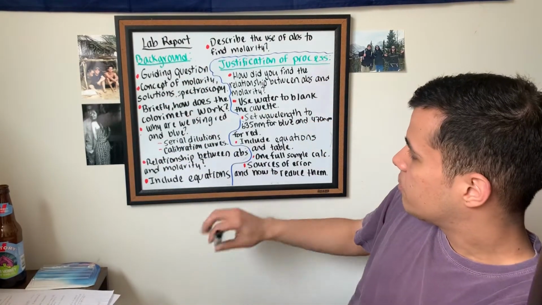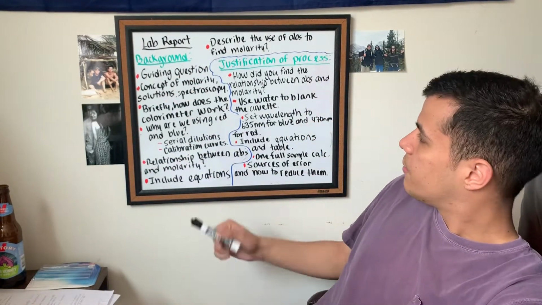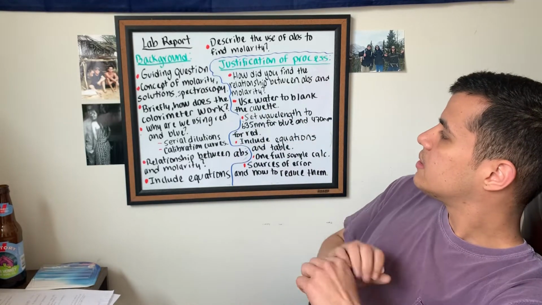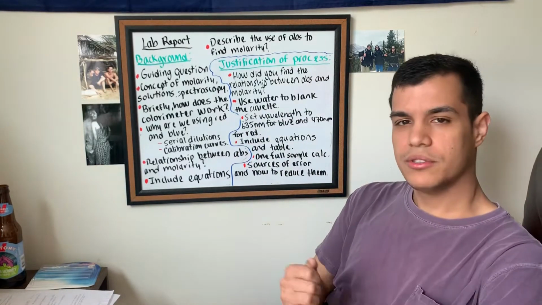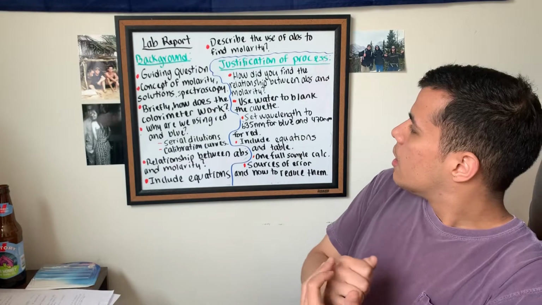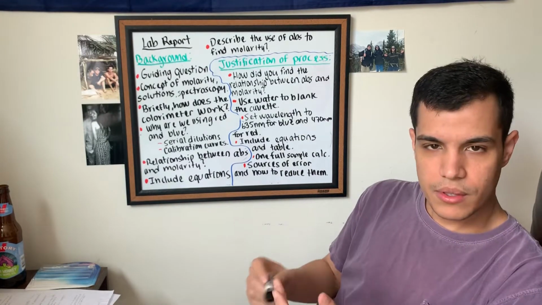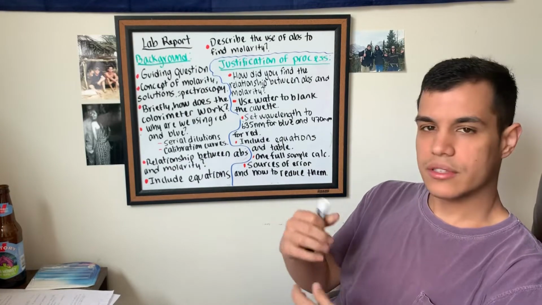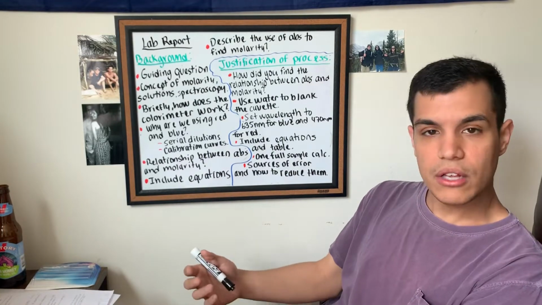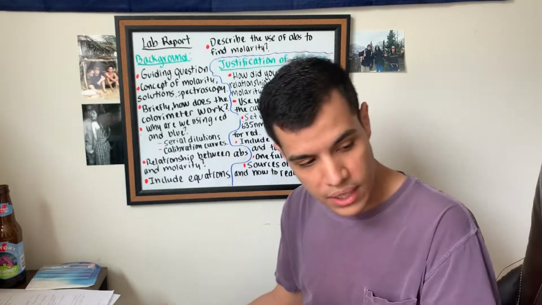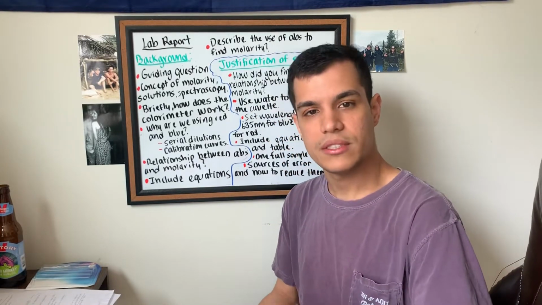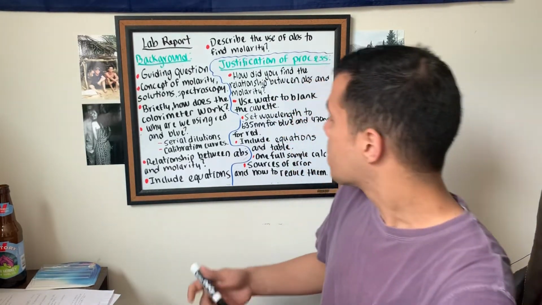So that's it for the background information, and then for the justification of the process, basically why you did what you did. You tell me, how did you find the relationship between absorbance and molarity? Well, again, you did serial dilution. You can include the serial dilution tables that are in the pre-lab, so we can see how you made your graph.